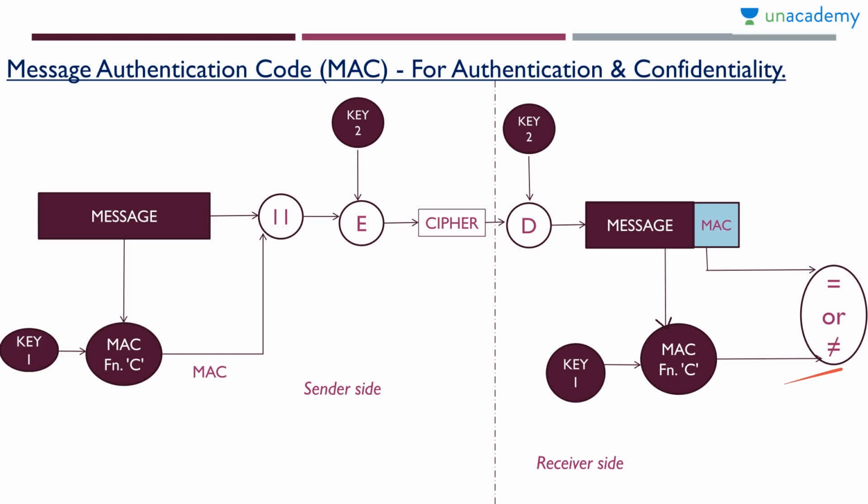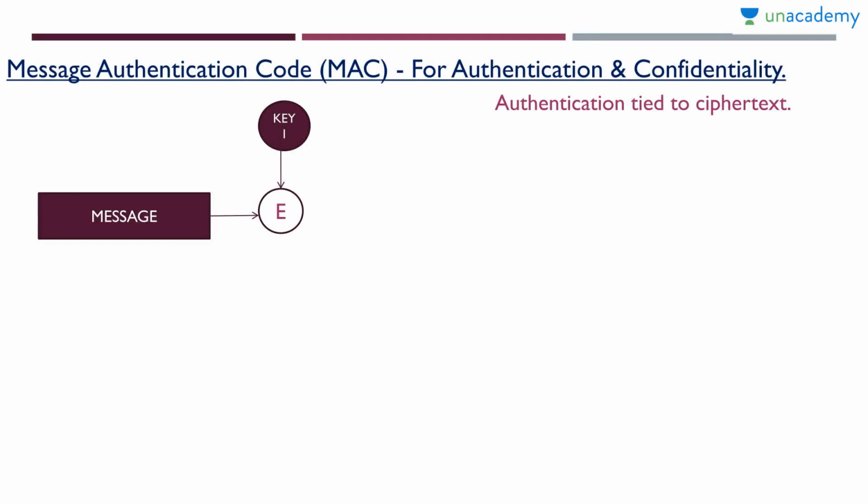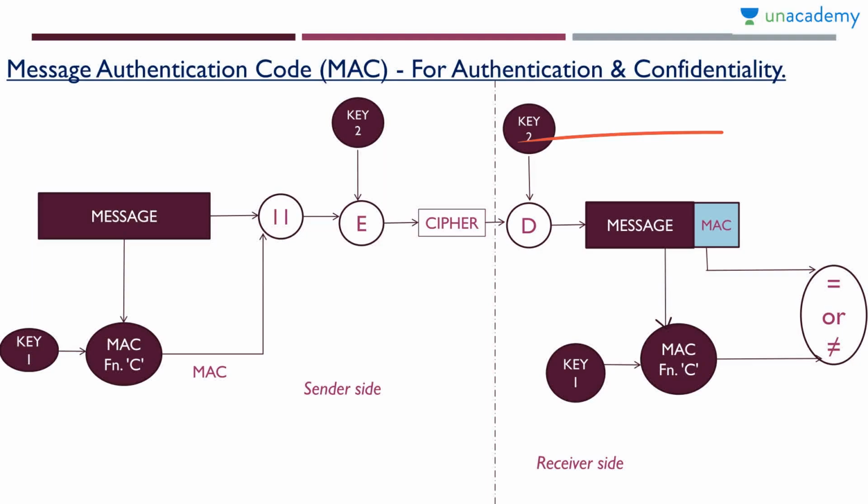Okay, now the next method. This method is again for ensuring both authentication and confidentiality, but the change is that authentication is tied to ciphertext. In the previous method, authentication was tied to what? Plain text, isn't it? That MAC is appended to the plain text message, but here it is tied to ciphertext.